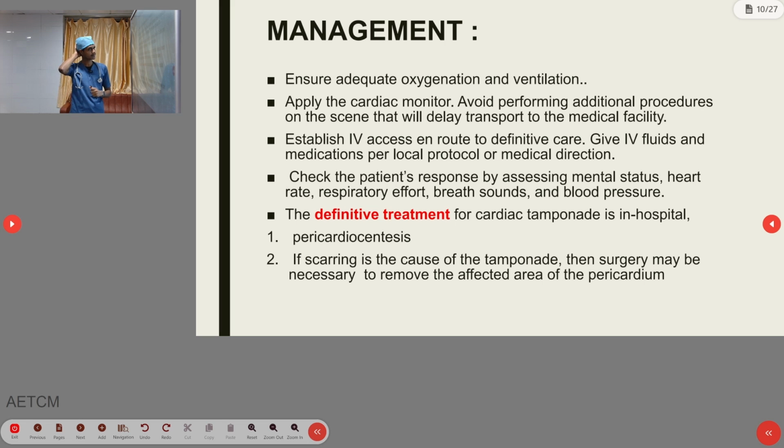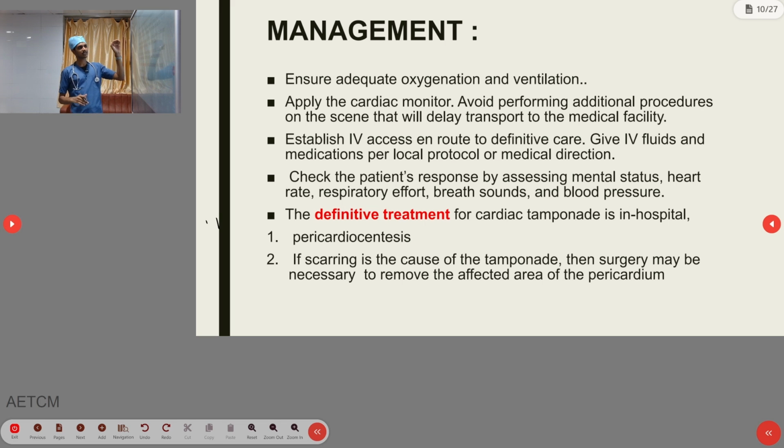In cardiac tamponade, the main definitive treatment is pericardiocentesis. We will put a needle in the pericardial area and then aspirate. If we remove the fluid, half of the person will recover. For the remaining half, we have to find out the cause of the pericardial effusion. If we treat it, the person will fully recover. So the main treatment is to put the needle and then find out the cause. Those things happen in the definitive area only, inside the hospital.